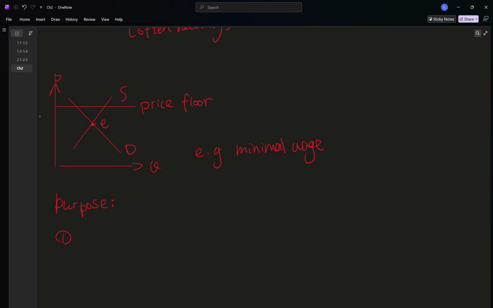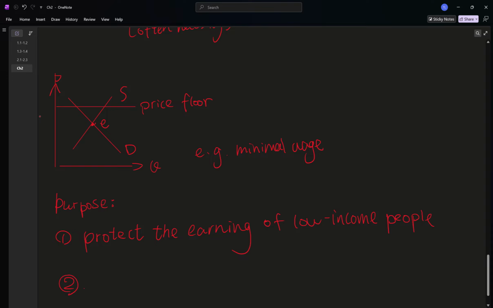So the first purpose is to protect the earning of low income people. Like, we don't want them to earn so little, so we set a minimum wage, so at least they can earn that much.